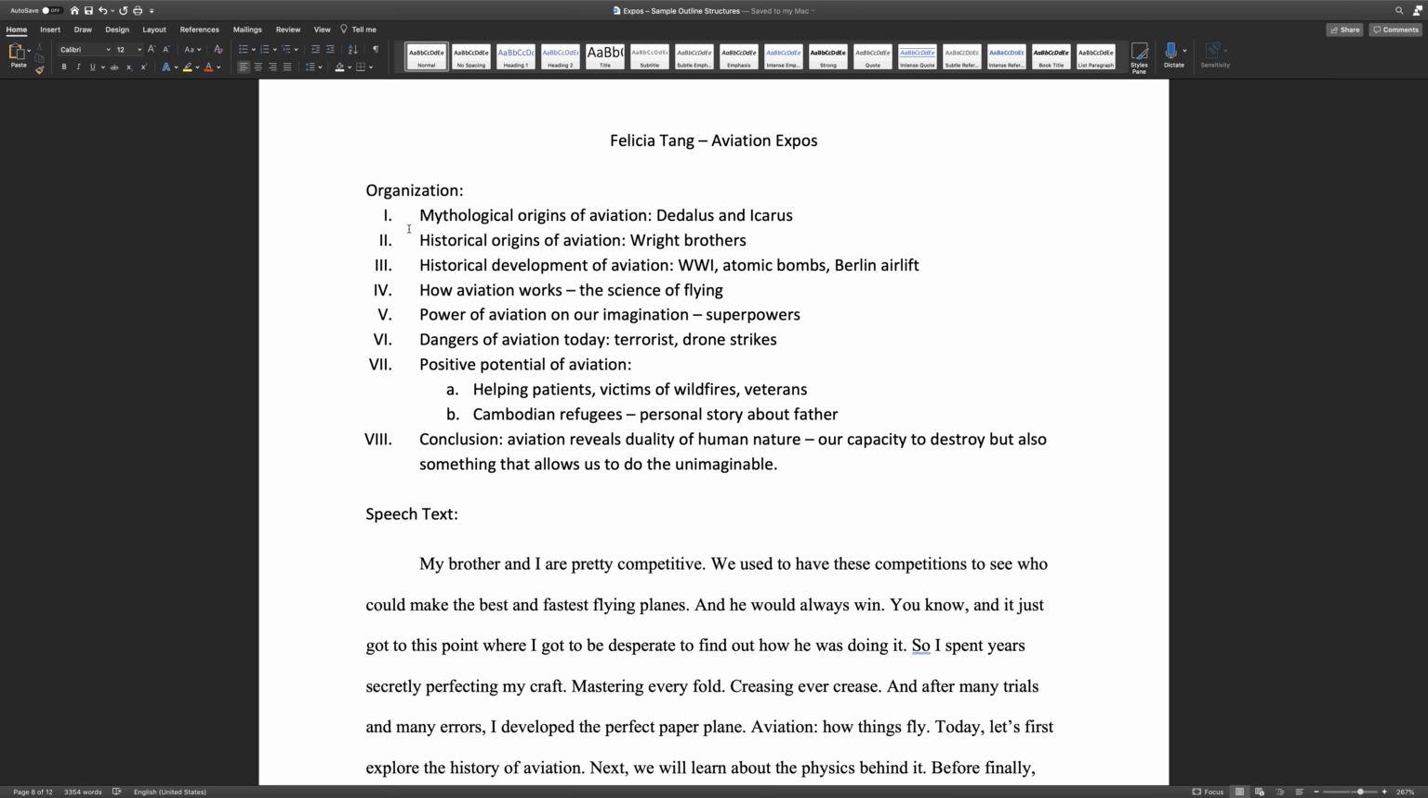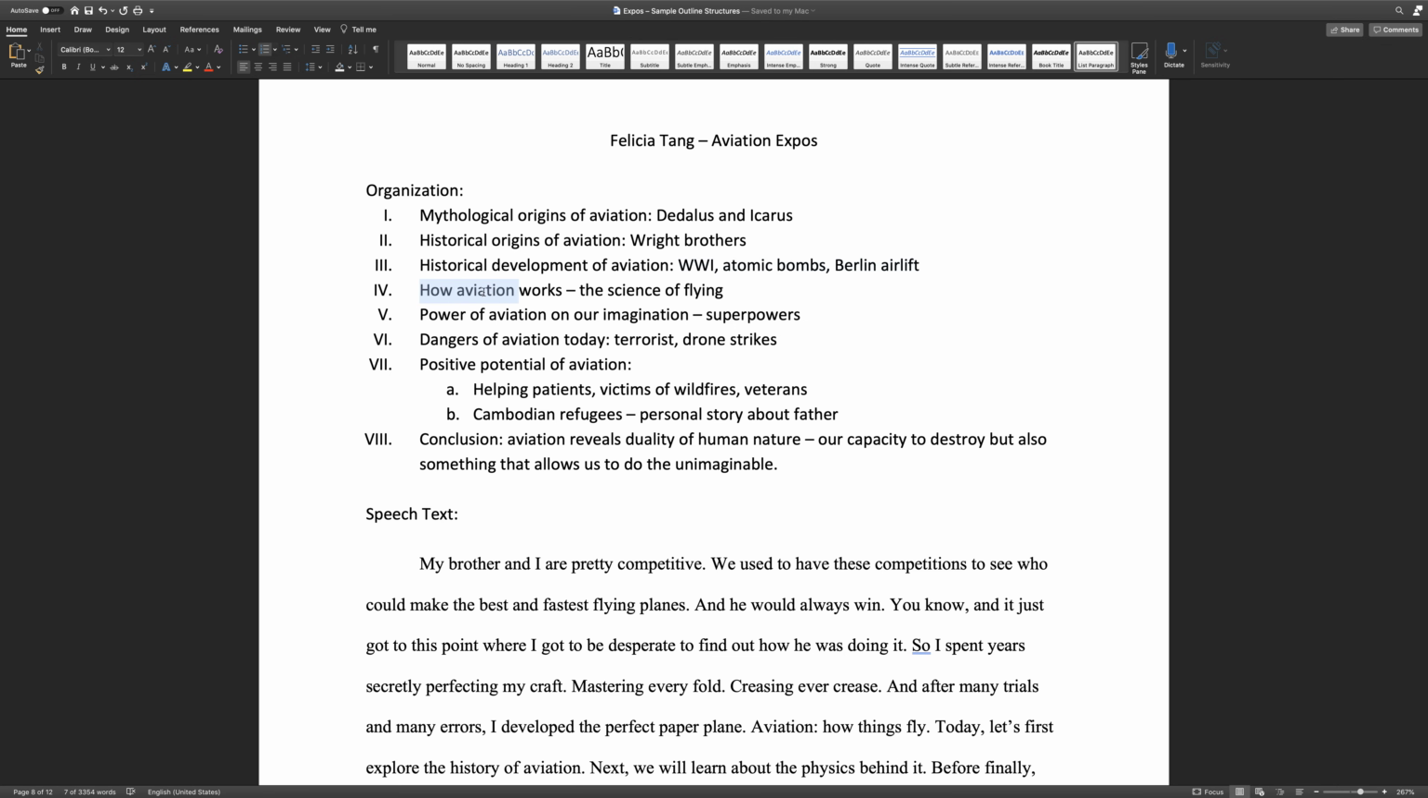Next, this was the aviation expos that we watched. And so again, look at the aspects and her organization here. She starts off with the mythological origins of aviation. So that's Daedalus and Icarus. Then goes to the historical origins of aviation. That's the Wright brothers. Then goes to the historical development of aviation. So that's World War I, atomic bombs, and Berlin airlift.